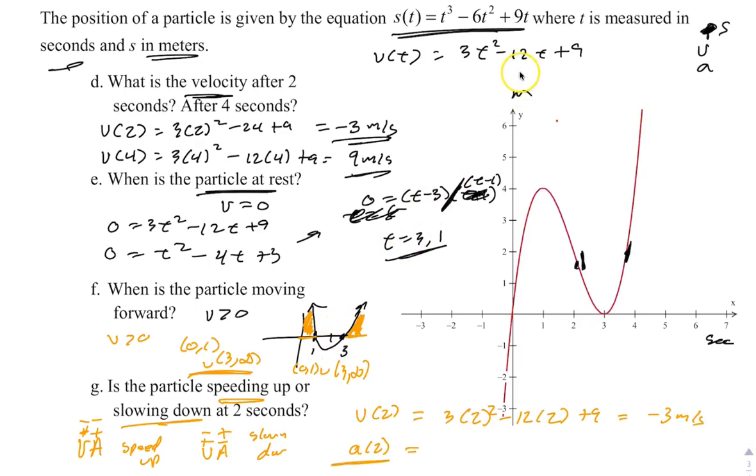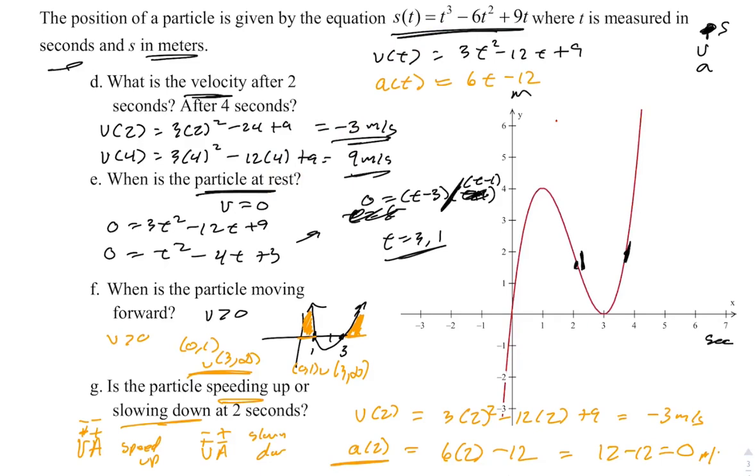So let's take a derivative of that guy. So remember, acceleration is derivative of velocity. I have my velocity. So my acceleration is 6t minus 12. So let's plug 2 into there. So I get 12 minus 12, which is 0 meters per second.